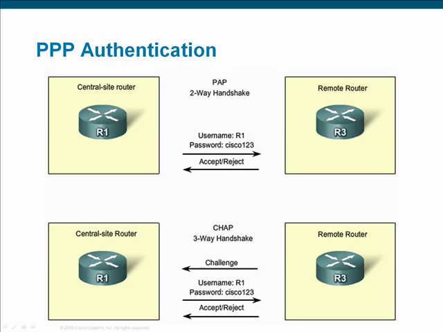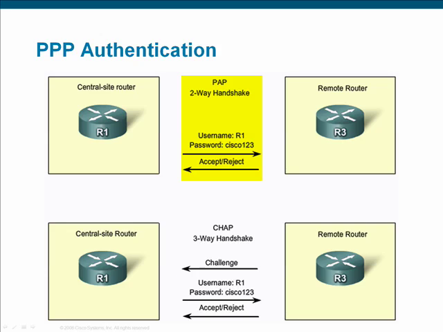Point-to-point protocol enables negotiation of an authentication protocol between peers before allowing network layer protocols to transmit data over the link. There are two authentication protocols used by point-to-point protocol: Password Authentication Protocol, or PAP, and Challenge Handshake Authentication Protocol, or CHAP. As a network engineer, you need to know the difference between the two and how to configure them.